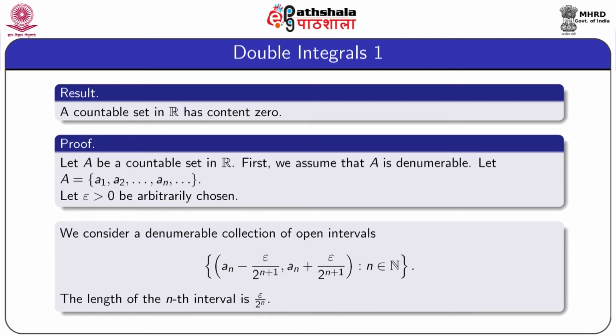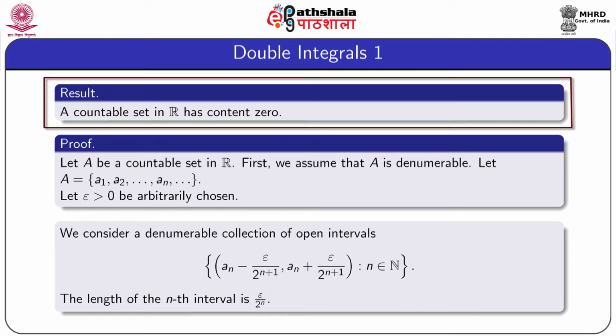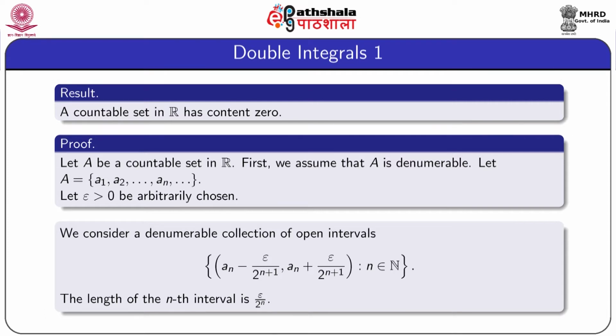Now we discuss a result. A countable set in R has content 0. We prove it. Let A be a countable set in R. First we assume that A is denumerable. So we can write the set A as a sequence. Let these be the elements a1, a2, up to an and continuing.